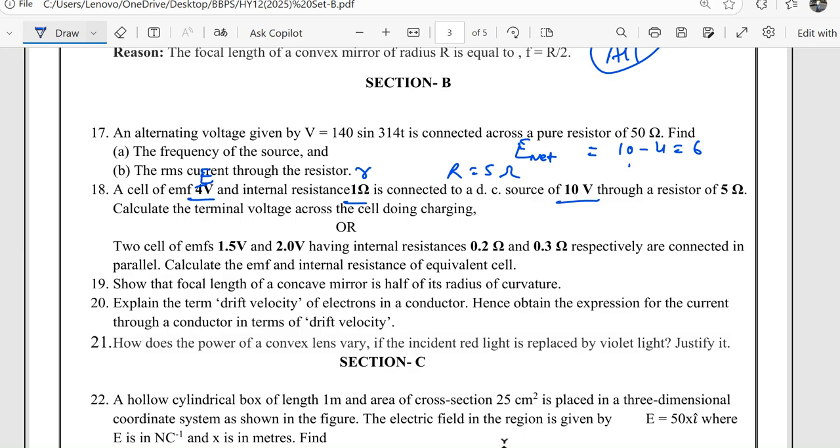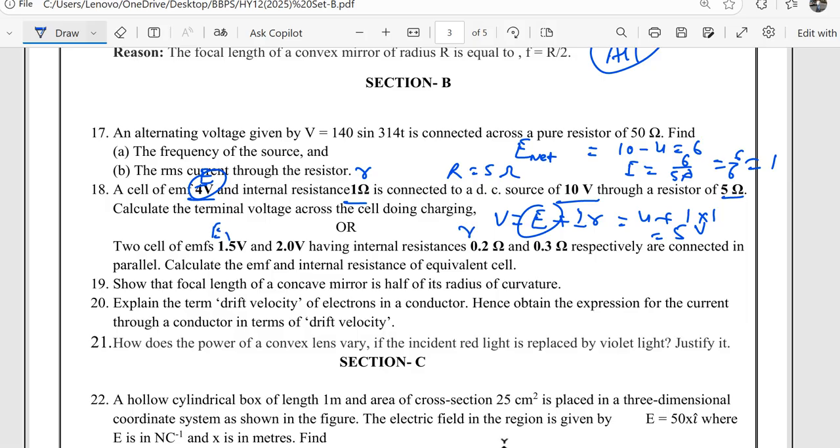So first of all we should find the current. I equals E, net E, which is 6, by R, net R, which is 5 plus internal 1, means 6 by 6, which is 1. So the terminal potential difference is E plus Ir. E this time is 4 volt plus I times small r, which is 1. So that is 5 volt. Then the choice.